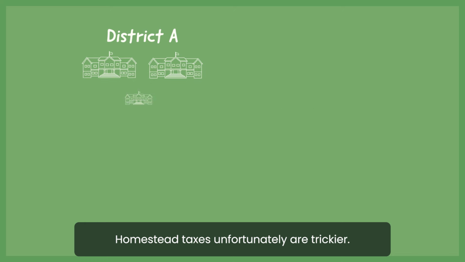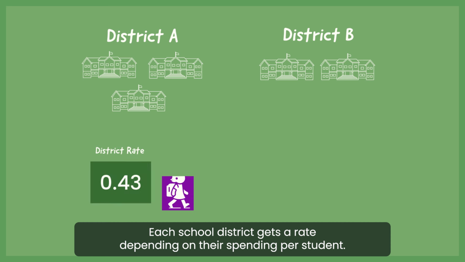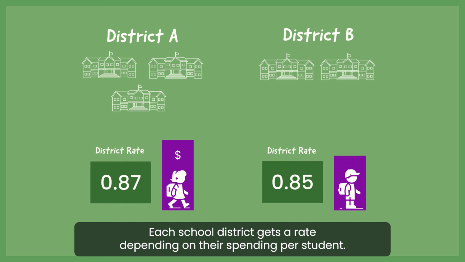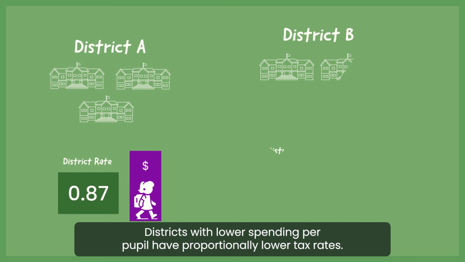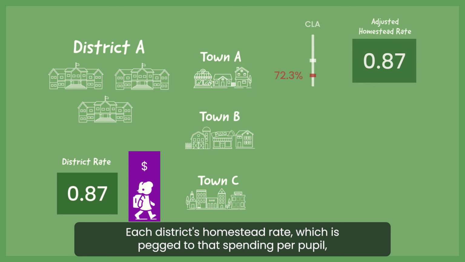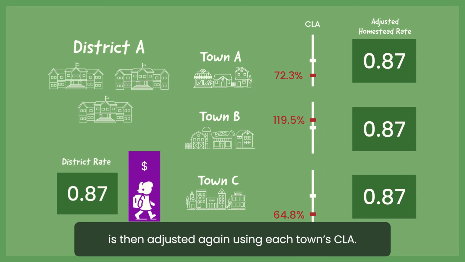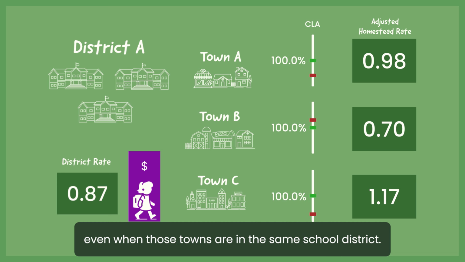Homestead taxes, unfortunately, are trickier. Each school district gets a rate depending on their spending per student. Districts with lower spending per pupil have proportionally lower tax rates. Each district's homestead rate, which is pegged to that spending per pupil, is then adjusted again using each town's CLA. That is why homestead rates look different from town to town, even when those towns are in the same school district.